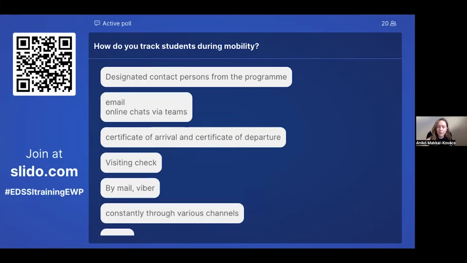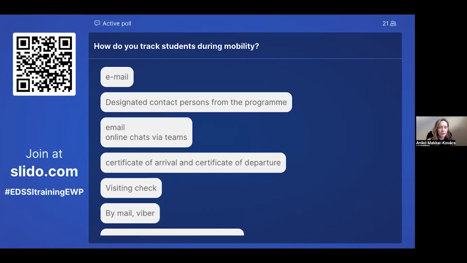Exactly. So basically, during the mobility, they are in the hands of the receiving institution, right? But of course, we keep in touch with the outgoing students via some email or reminders, you know, before the mobility ends, etc.